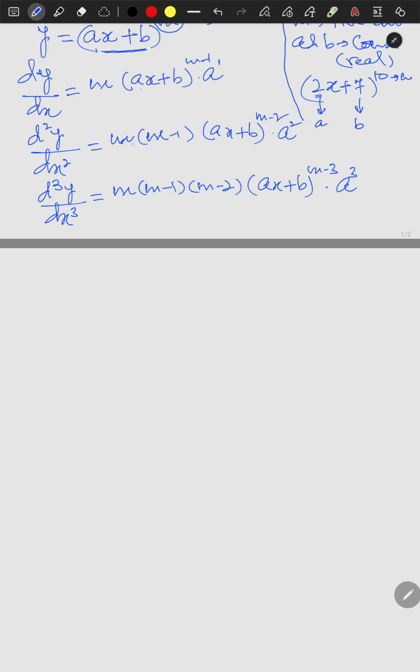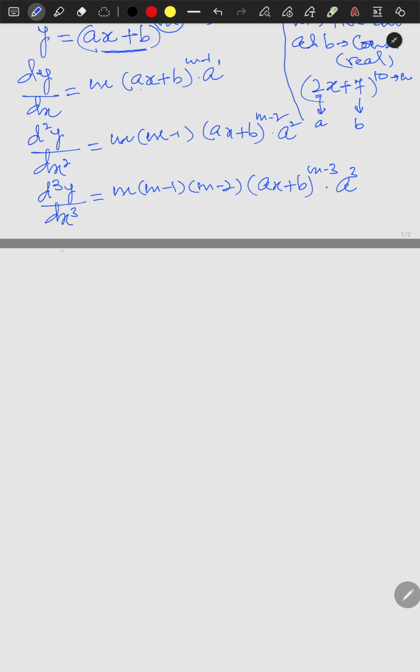So d2y over dx square is m(m minus 1). Now you can see that here we are having m minus 2 since we are finding the second order derivative. So here we are having (ax plus b) to the power m minus 2 and a square. And in the same manner you can say that d cube y over dx cube is coming out m(m minus 1)(m minus 2)(ax plus b) to the power m minus 3 a cube.